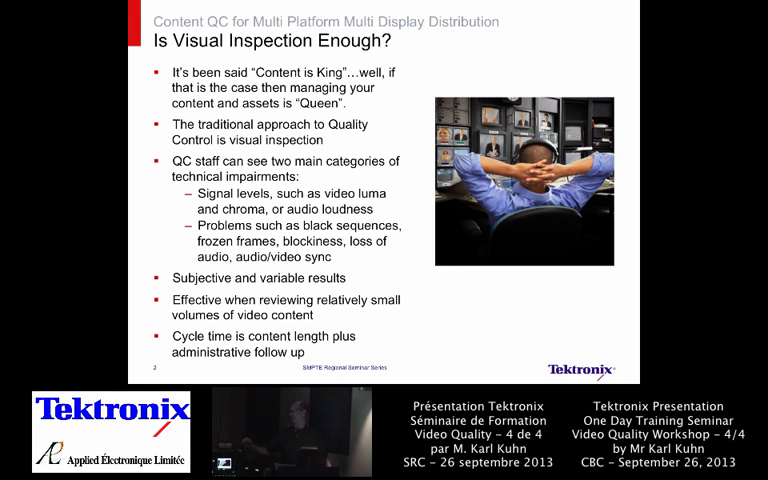So in a QC environment, you want people looking at what needs to be made as an intelligent decision. It's good for relatively small amounts of content. Cycle time is the length of the content. This is an hour tape. It's going to take me an hour plus to get it done.